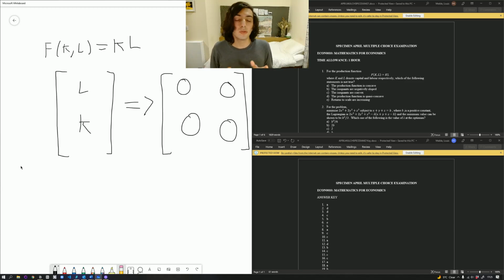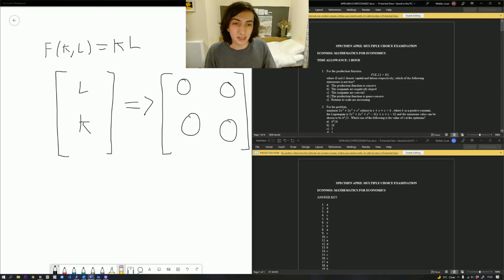A zero Hessian matrix is essentially a positive semi-definite and a negative semi-definite at the same time. Therefore, we cannot definitively say if it's concave or convex, because it's technically neither, okay? It's technically not any of those two, okay? So it's the false, okay? But we can say that the isoquants are convex.